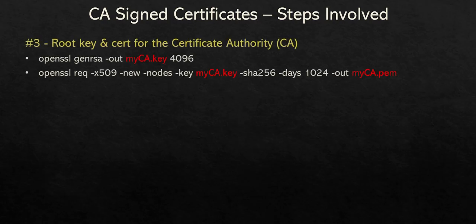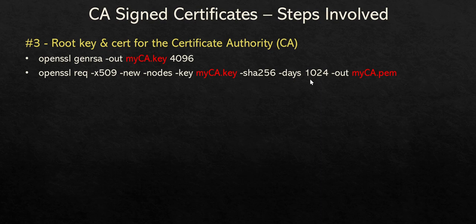Okay, what are the commands then? I've given number 3 here because number 1 and number 2 remain the same as we discussed. So what is number 3 here? It is creating a root key and a certificate for the certificate authority itself. So you can see the two commands are there: OpenSSL genrsa -out myca.key, and 4096 is the key size that we give. And the second command says OpenSSL req -x509 -new -nodes -key. Now we pass this key myca.key, and apart from that, a few more keywords we have to supply.